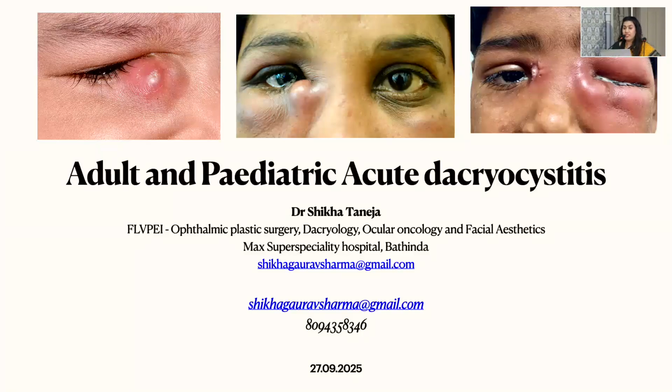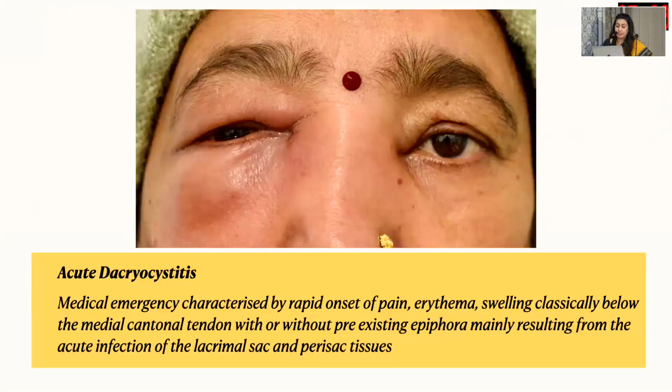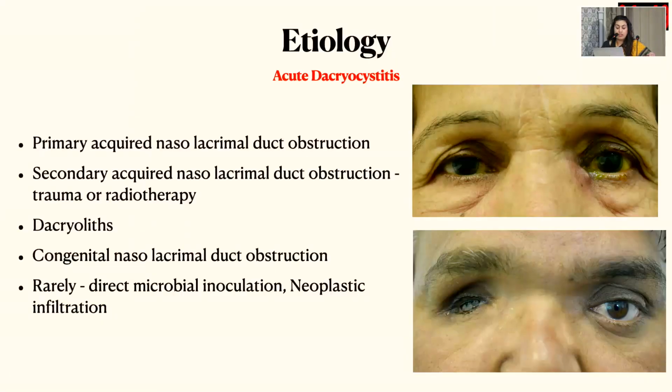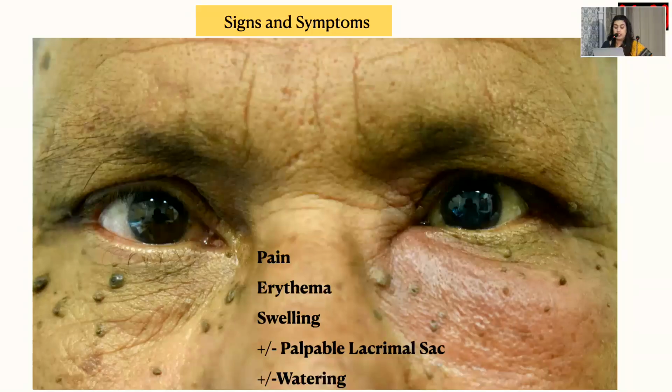After talking about CNLDO, I shall be taking it forward to discussion about acute dacryocystitis in adults and pediatric population. As we all know, it is a medical emergency characterized by pain, erythema, swelling, and watering, which may or may not be present, though most of them have it. If we talk about etiology, it is because of either primary nasolacrimal duct obstruction, congenital nasolacrimal duct obstruction, or some sort of neoplastic infiltration.